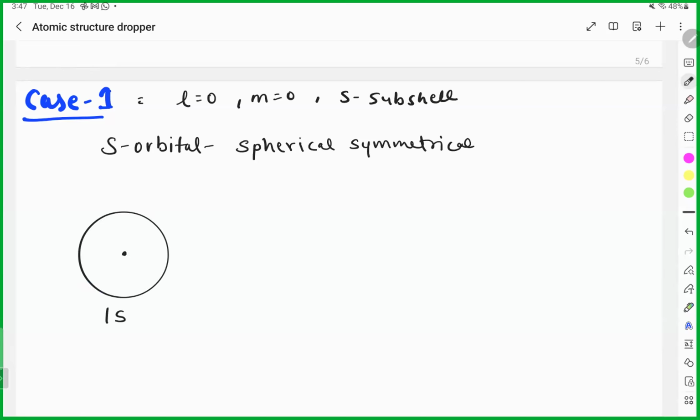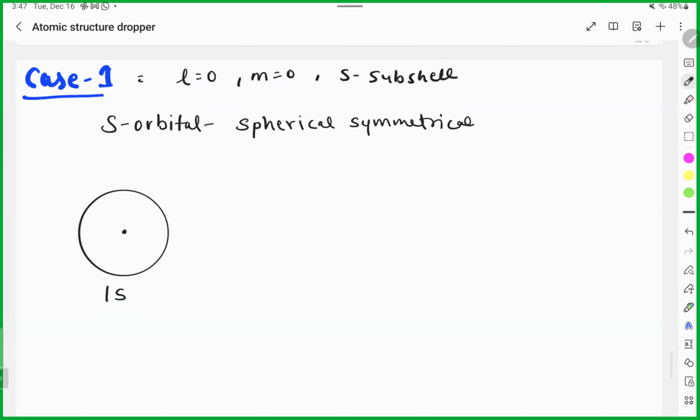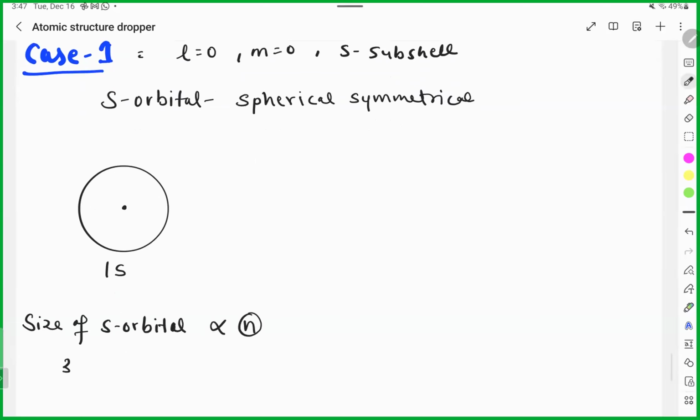And what is the size of this s orbital? It will depend upon the n value. Correct? The size of the s orbital will depend upon the n value. It means the size of 3s will be greater than 2s, which will be greater than 1s. Yes or no? Yes, sir.